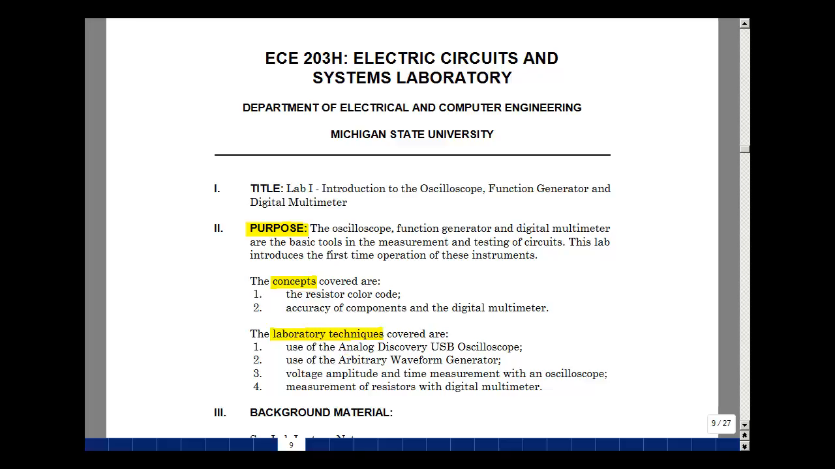In this particular one, we're going to learn how to use the Analog Discovery USB oscilloscope. It has an arbitrary waveform generator, which we'll call a function generator. We're also going to measure voltage, amplitude, and time using the oscilloscope. And we're going to measure resistors with our digital multimeter. This is the background material you need for lab number 1.